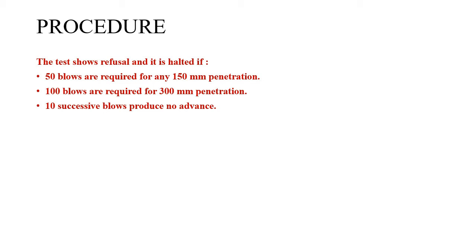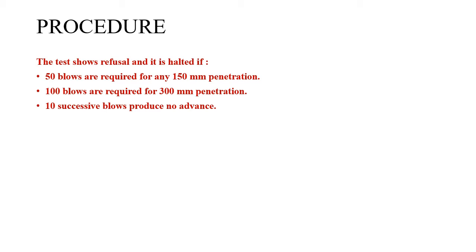As I said, you are penetrating 450 mm deep into every soil stratum, and that is done in three stages: 150 mm, 150 mm and 150 mm. For every 150 mm you record the number of hammer blows required, and the standard penetration number will be the number of blows required for the 300 mm penetration into the soil, the remaining 300 mm, which doesn't include the first 150 mm.